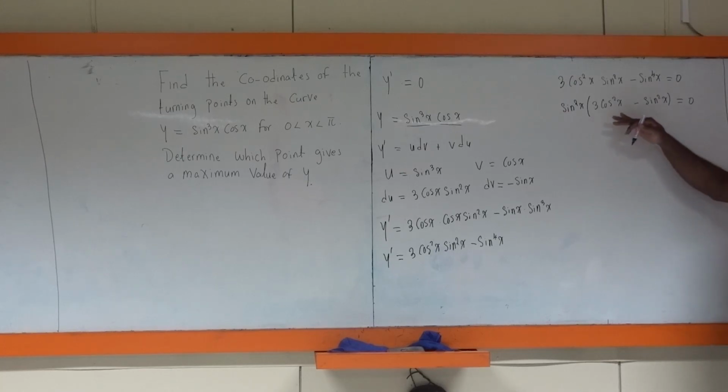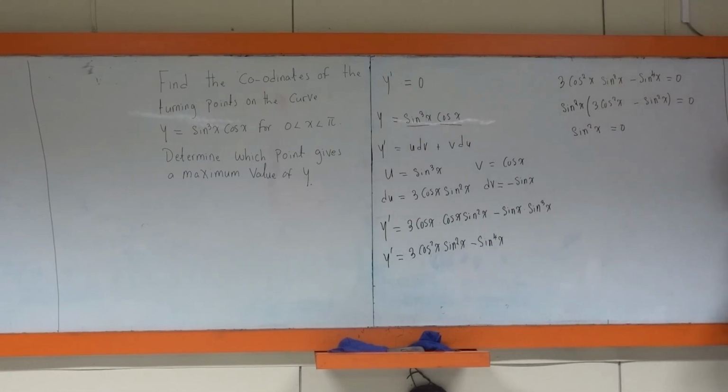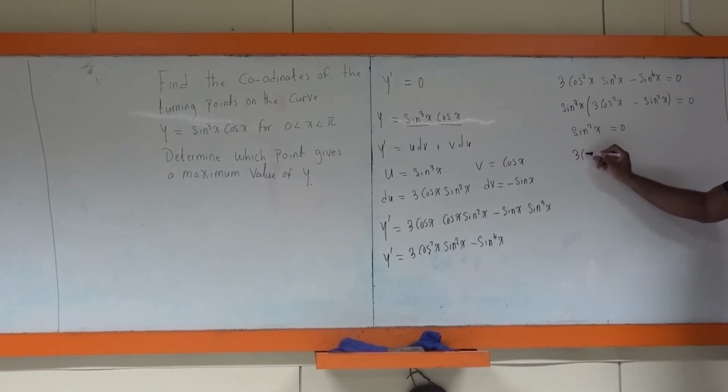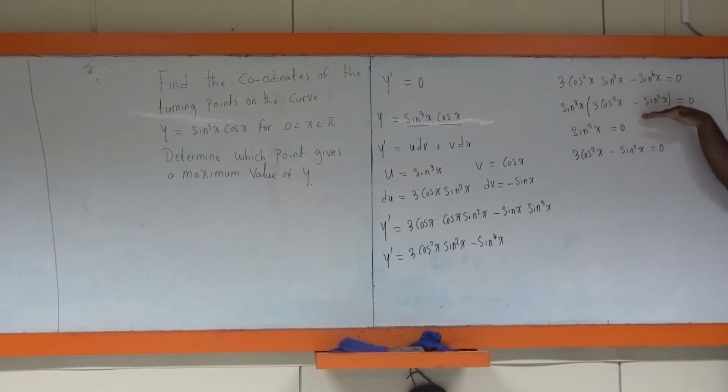Now, here we have two functions. So we can write this as sine squared of x is equal to 0. That is the first function. And then the second one is 3 cos squared of x minus sine squared of x is equal to 0. Now we have to solve both of these equations. And the values of x, or the angles x, should be such that when you substitute in this equation, we should get a 0. So we want to find these values of x.